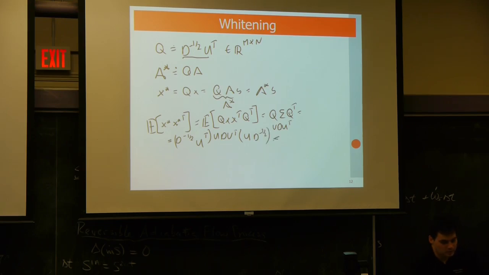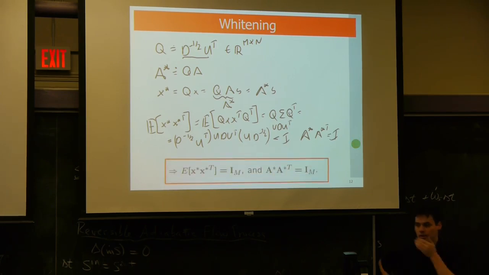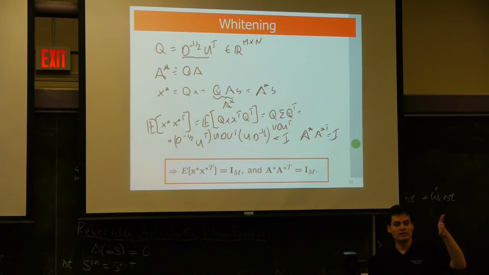And what is this expression? U transpose U is the identity. So this is identity. So what we have is that the covariance matrix of X star is the identity matrix. And we also have that A star A star transpose is again the identity matrix. In other words, the mixing matrix is orthonormal. Okay, so if you do SVD on the covariance matrix of your original observations, you calculate this matrix Q.